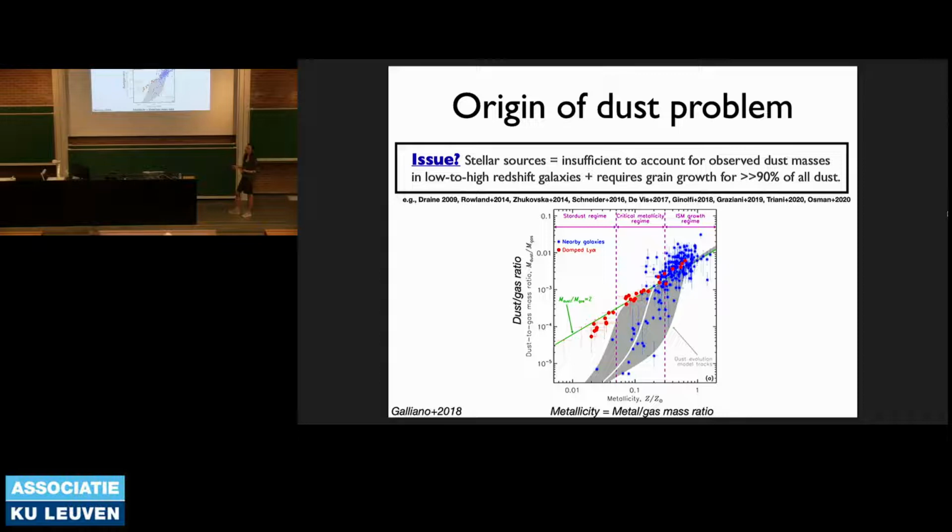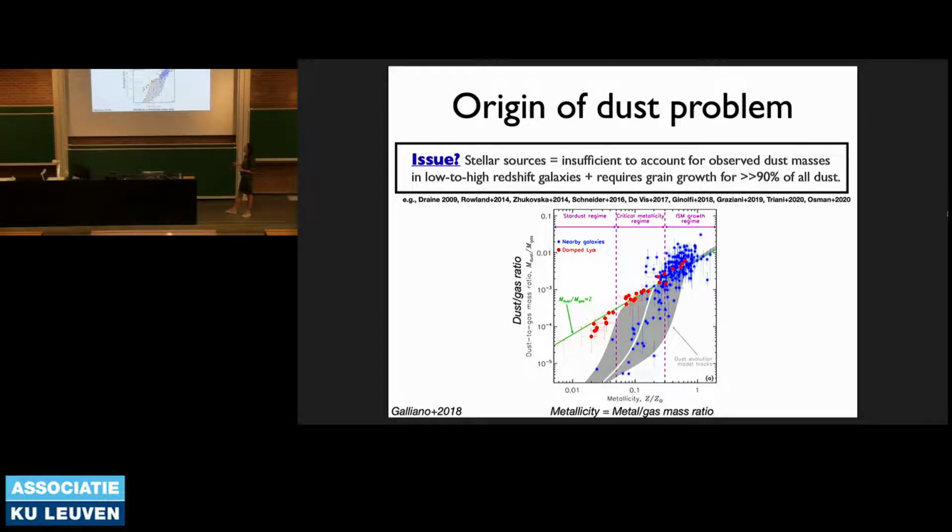So why do we want to study the origin of dust problem? Well, there is a severe problem when we look in the low redshift universe and high redshift universe, and we make a catalog of all the stars and supernova remnants that are present there. We actually have a problem. We find that stellar sources are insufficient to account for the dust masses that we observe in galaxies, both in the low and high redshift universe. So this would imply that we need grain growth to account for 90% of all the dust mass that we observe in these galaxies.